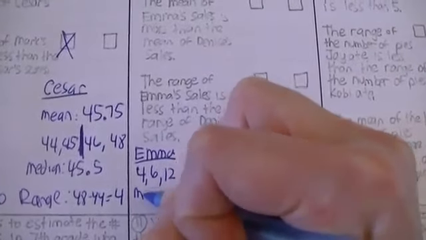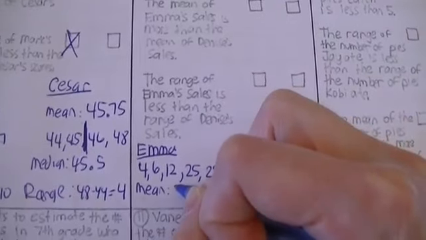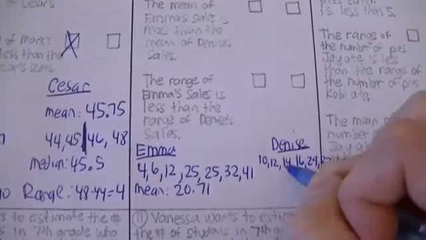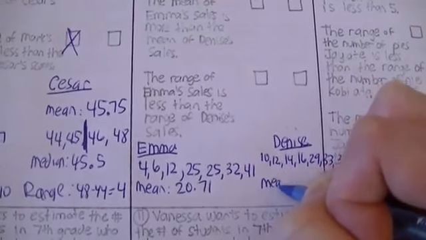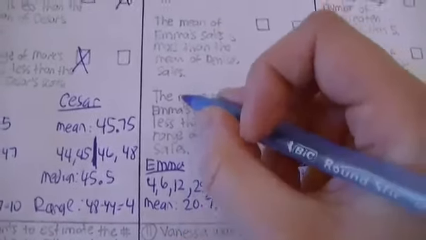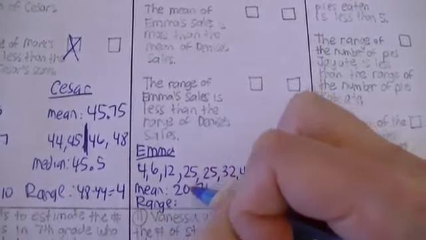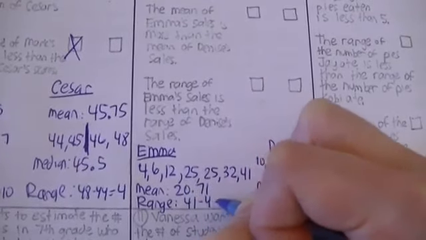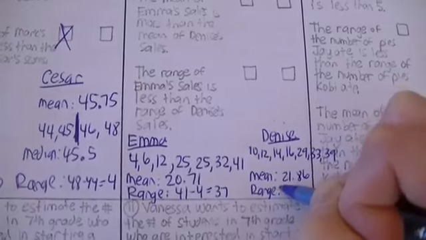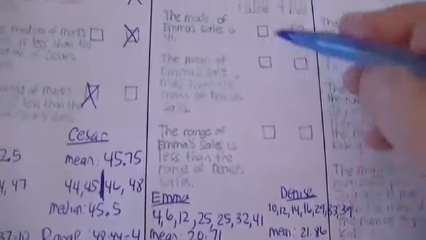Okay, so mean for Emma, add them all up, divide by how many there are. You should get, I'll round to nearest hundredth, 20 and 71 hundredths. And then Denise's, you add them all up, divide by how many there are, and her mean is 21 and 86 hundredths. So the range, because we got to find the range too, take the highest minus the lowest. Highest value minus lowest value, 41 minus 4, and I think that's 37. And then the range for Denise, highest number minus lowest number, 39 minus 10 is 29. So now we just compare it.